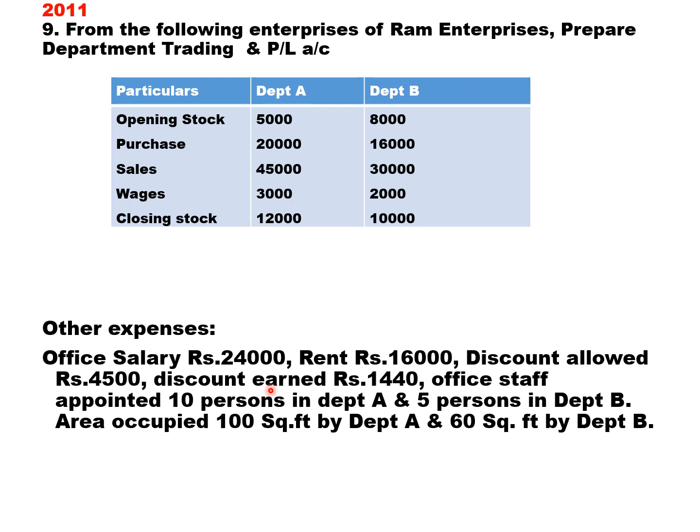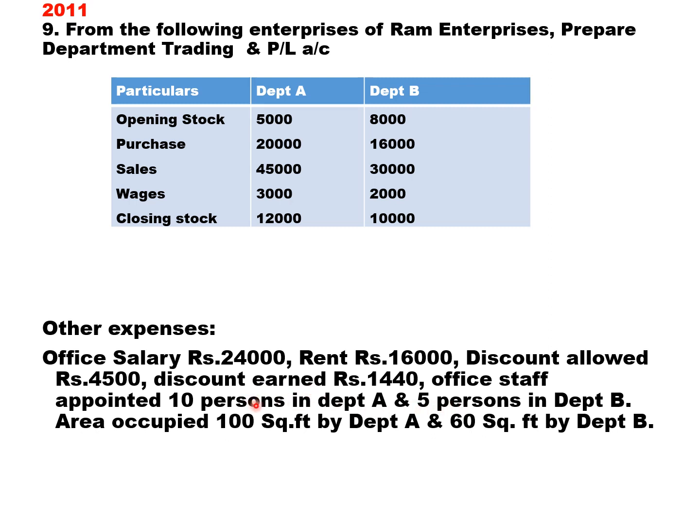Discount earned, we earn discount when we make purchases. So 1,440 to be distributed on the basis of purchase ratio. So we need to only distribute 4 items, students. Office salary 1, rent 2, discount allowed 3, discount earned 4.